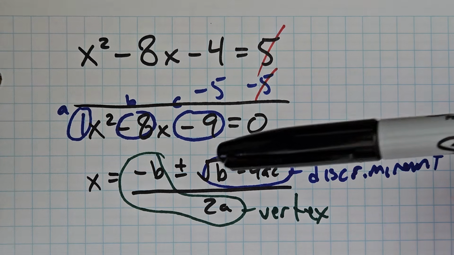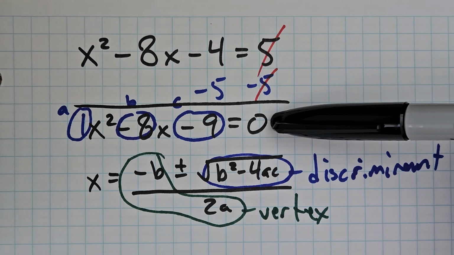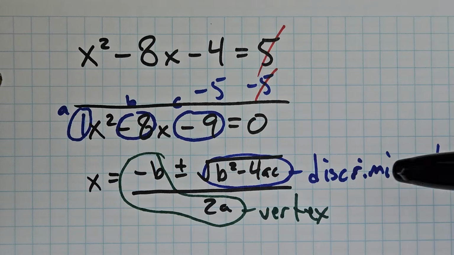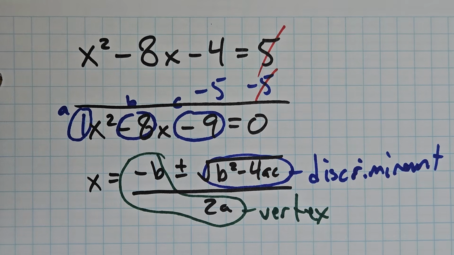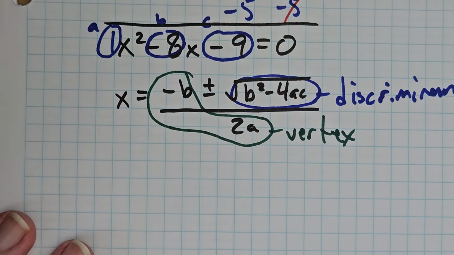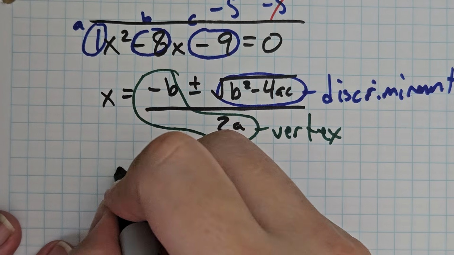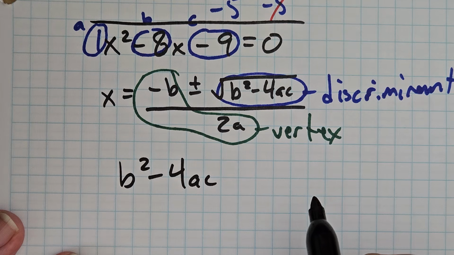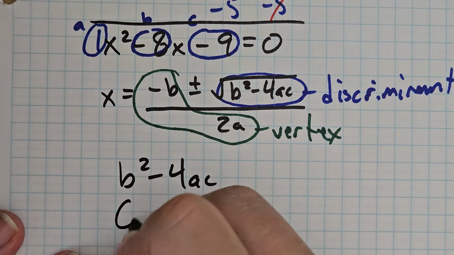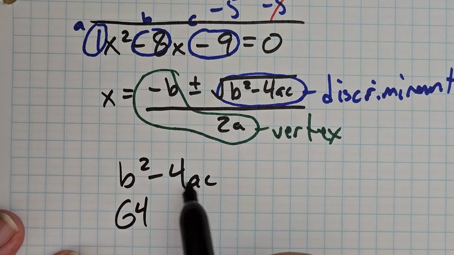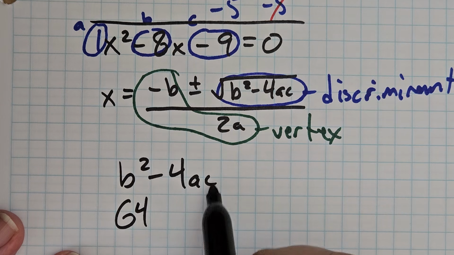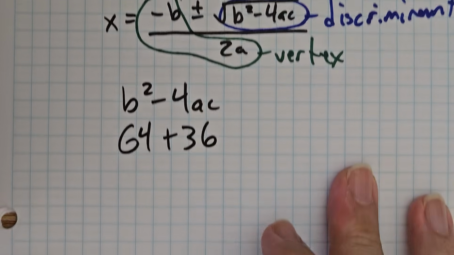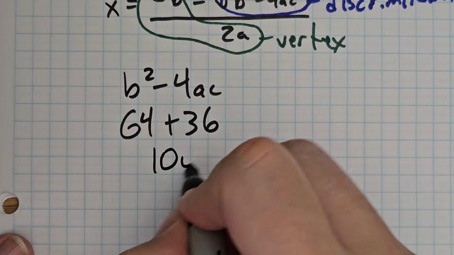But I do want to start, when I'm solving a quadratic equation in standard form, with the discriminant. So I've got my a, b, and c, and I'm going to put them into the discriminant first, which again is b squared minus 4ac. Okay, so if b is -8, then b squared is 64. -4 times a, which is 1, and times c, which is -9, makes positive 36. And 64 plus 36 makes 100.